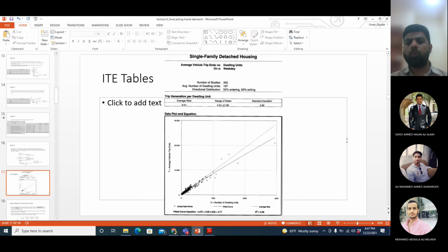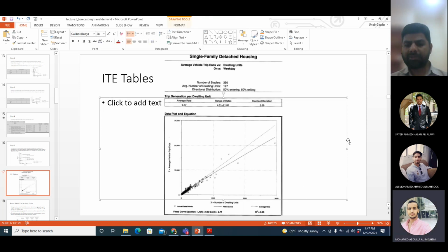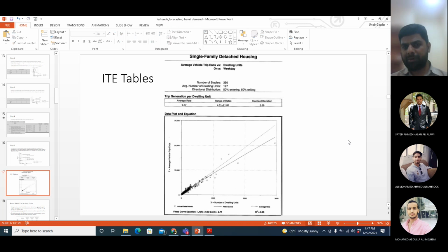Okay, what we have done in the previous example, they have done it in the USA for many zones, for many traffic analysis zones. They have done the exact same procedure, and they have found the number of trips on the basis of the size of the zone.